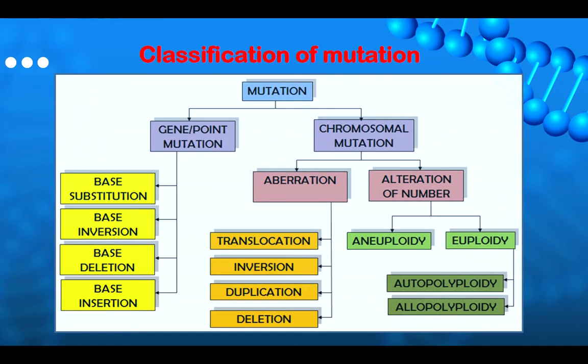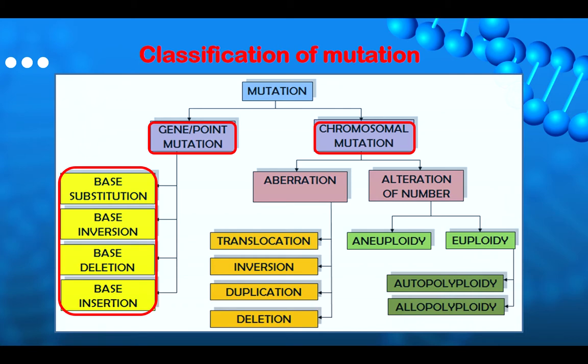Classification of mutation. Mutation can be classified into gene and chromosomal mutation. There are 4 types of gene mutation, which are base substitution, base inversion, base deletion, and base insertion. Chromosomal mutation can be divided into chromosomal aberration and alteration of chromosomal number.